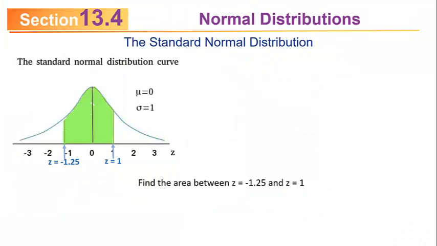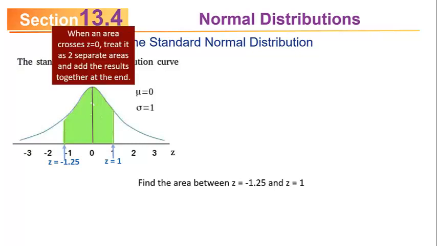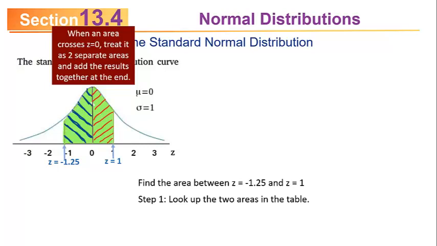Do another one. What if I wanted to know this area? I wanted to know the area between z equal negative 1.25 and z equal 1. Now this time, the area crosses over z equals 0. Whenever that happens, what you need to do is break it into two areas and treat it as if it were two different area calculations and then add the results at the end. Think of one area as being the part to the right of 0 and the other as the part to the left of 0, work them as two separate area problems and then sum the results. So let's start with the one on the right first.